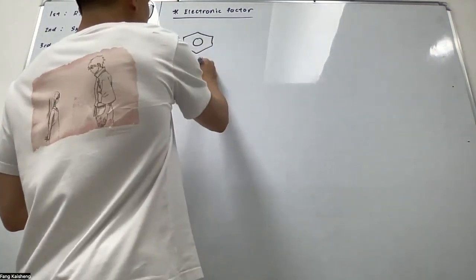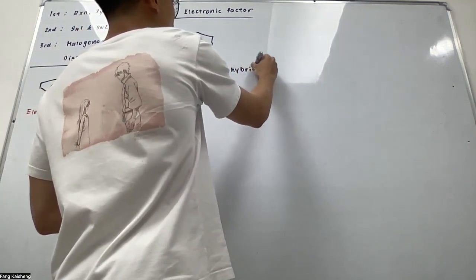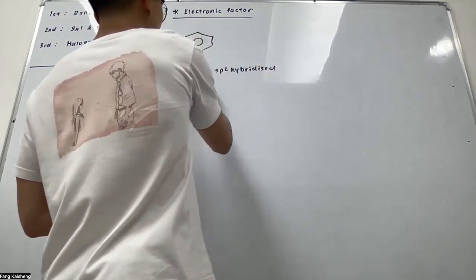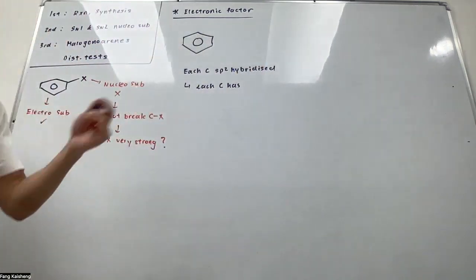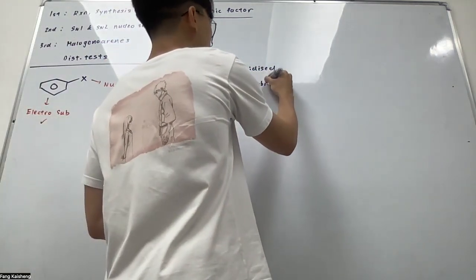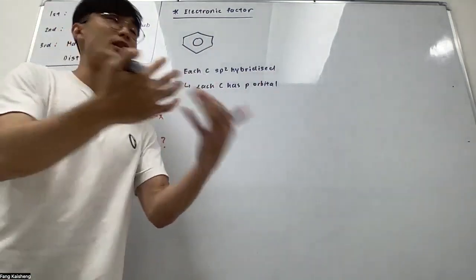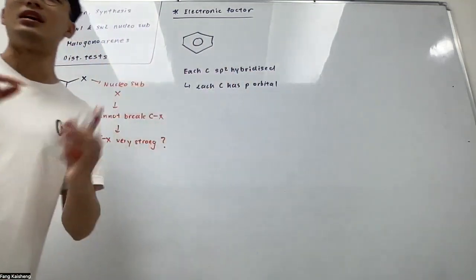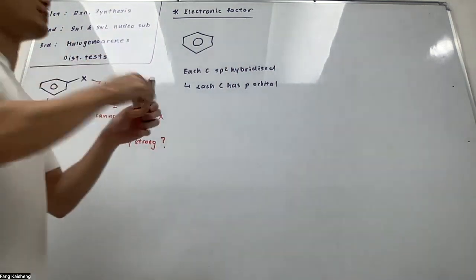sp2. Okay, good. So if each carbon is sp2 hybridized, that means each carbon also has a what orbital? Unhybridized p orbital. A p orbital is just by itself, by its lonesome, so it's not hybridized, right? Hybridized means you must combine, and that means you have something like this. Take note of the terms. So if every carbon has a p orbital, what can all these p orbitals do?